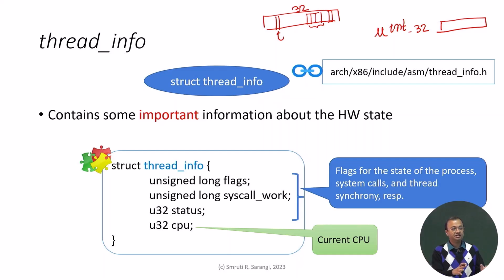You don't need any other specialized data structure. That is precisely what is used here, and this is an enduring pattern. You will see the same pattern everywhere. Then there is a simple 32-bit integer for the status, and on which CPU the thread is running. So the thread info captures some flags, the status of the process, and on which CPU it was running.